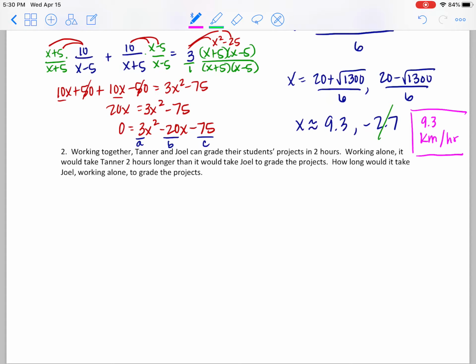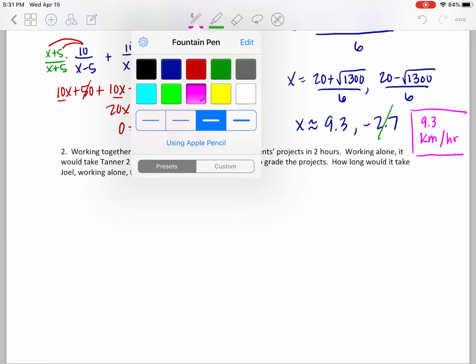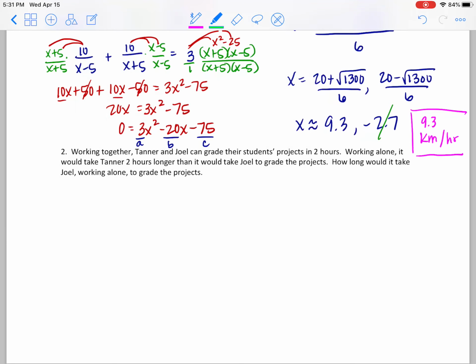All right, number 2. Again, this is one that should sound familiar. We've seen the setup on something like this before. So working together, Tanner and Joel can grade their students' projects in 2 hours. Working alone, it would take Tanner 2 hours longer than it would take Joel to grade the projects. How long would it take Joel working alone to grade the projects?